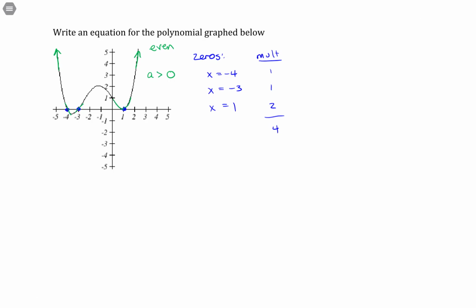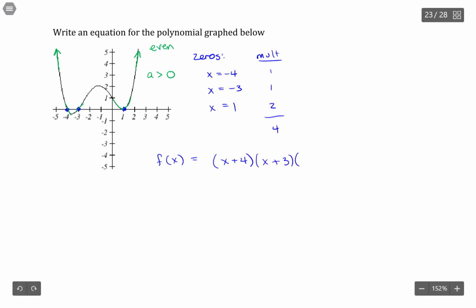Now, to take zeros and make a polynomial from it, what we will do is just take the zero, and instead of having it solved for x, we just, in this case, add 4 to both sides and make it a factor of x plus 4. Because if you have a factor of x plus 4, you have a zero of -4. Likewise, we would have another factor of x plus 3, and finally a factor of x minus 1, but because of the multiplicity, that term will get squared.